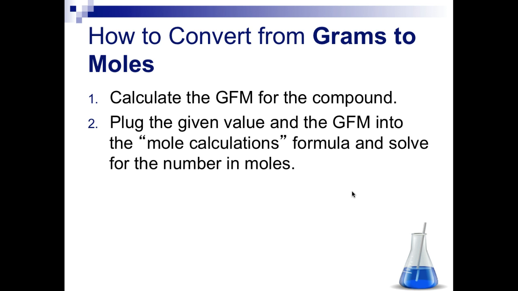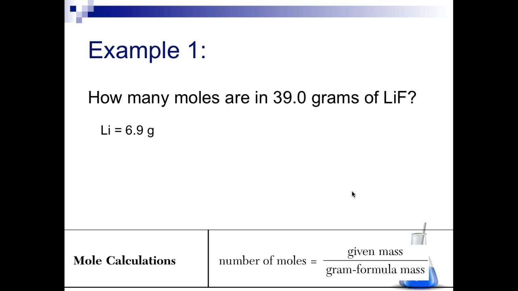So let's look at some examples. First, how many moles of LiF are in 39.0 grams of LiF? Here's the formula we're going to use, but since we're talking about LiF as a compound, we need to calculate the molar mass. So we have 1 Li at 6.9, we have 1 F at 19.0, so our molar mass is going to be 25.9. This is the calculation that we did in lesson 1, so it should be very familiar to you.